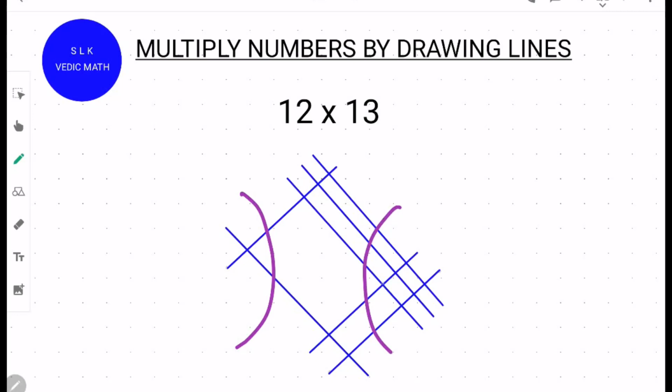Now count the intersection parts. So 1, next 2, 3, 4, 5 and 6. So write 6. Next count in the middle. 1, 2, 3, 4 and 5. Then over here. So next 1. So 12 into 13 is 156. Isn't this method so easy?